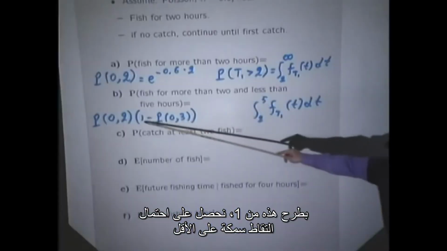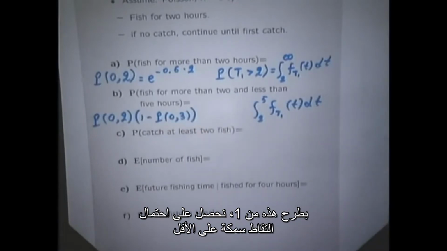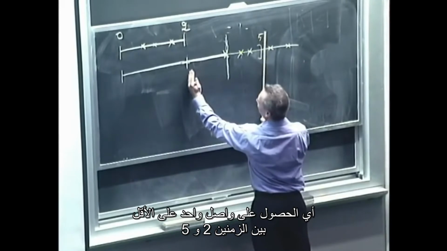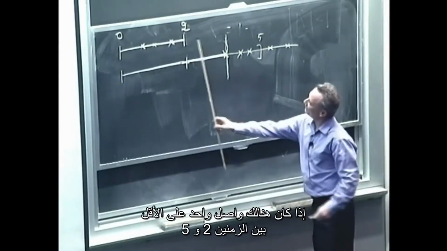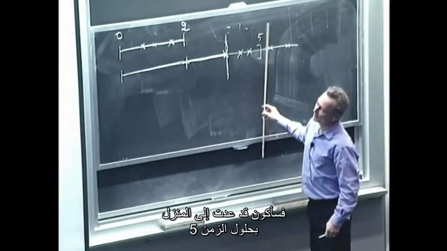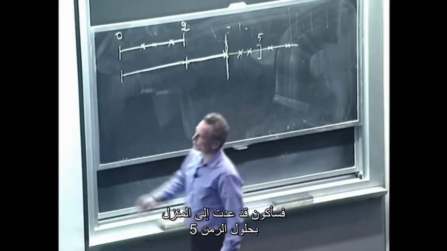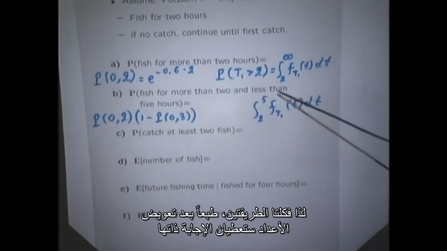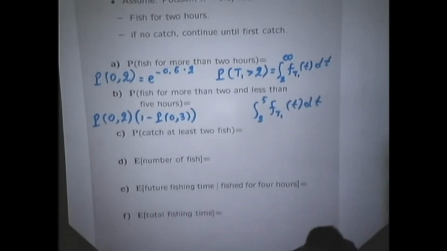1 minus this is the probability of catching at least one fish, of having at least one arrival between times 2 and 5. If there's at least one arrival between times 2 and 5, then I will have gone home by time 5. So both of these, if you plug in numbers and all that, of course, are going to give you the same answer.